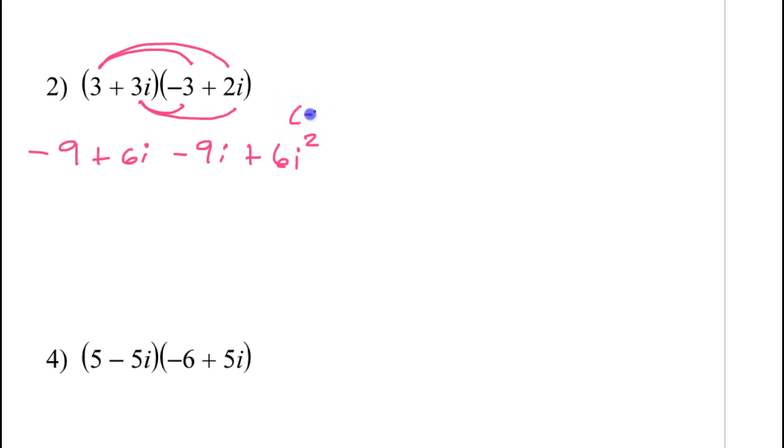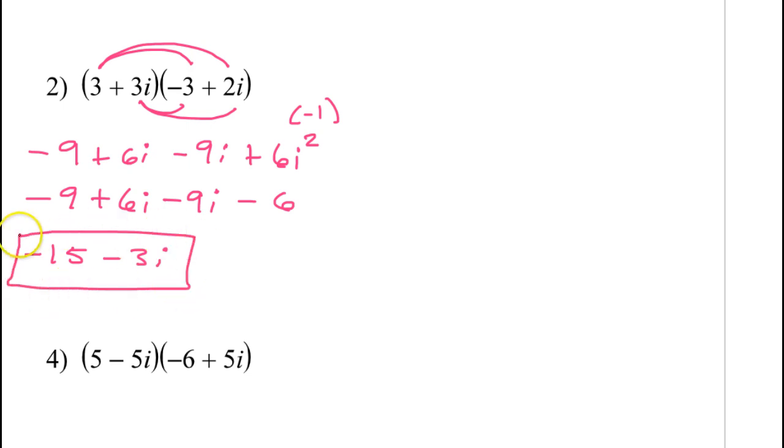Now that i squared is -1. So that's going to give us -9 plus 6i minus 9i minus 6, because 6 times -1 is -6. Now you just combine like terms, and you will have -15 minus 3i. Again, notice that we always put the real term first and the imaginary term second.